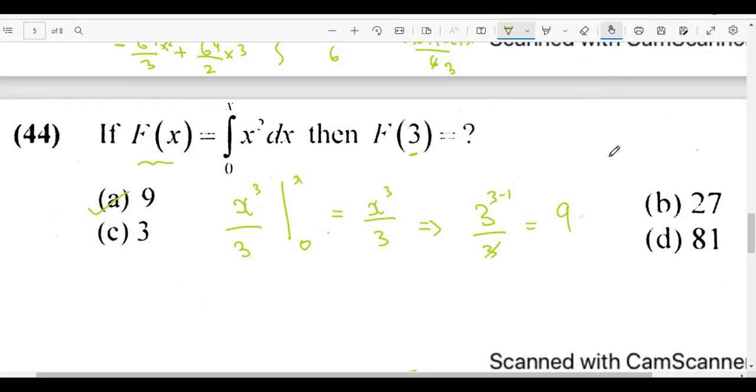This was the next question. f of x was equal to this, and you need to find the value of f of 3. So first we need to find f of x. It's simple integration. I integrated it. I just plugged in the limits 0 and 3. When I plug in x, it would give me this, and 0 would give me 0. Once I got f of x as this, I plugged in 3 and it gave me 9. So the answer would be A.